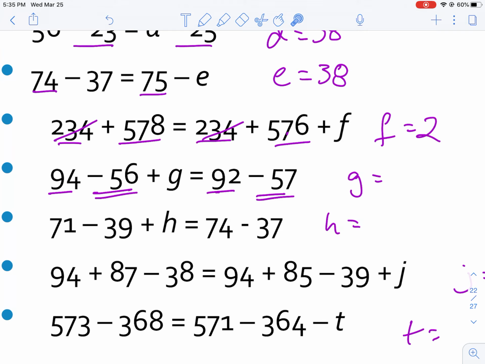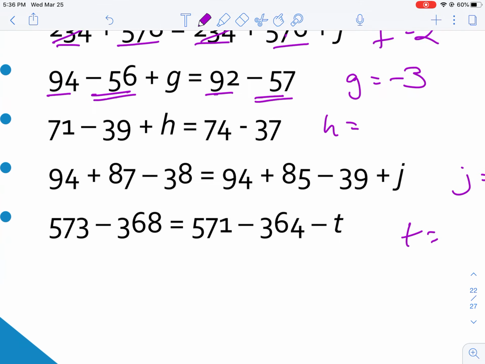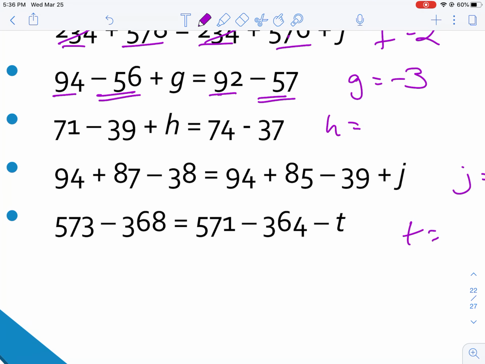I'm starting with 94, 92. So I've got 2 less on this side. And I'm subtracting 1 extra. So if I'm starting with 2 less and subtracting 1 extra, this side's going to be 3 smaller than these two. So if this is 3 smaller than this, that means this is 3 bigger than this. So to even it out, I need to subtract 3 here. Since it's a plus, I'm going to have to make G a negative 3. And you can test these out with your calculator. These work out. I double-checked them.